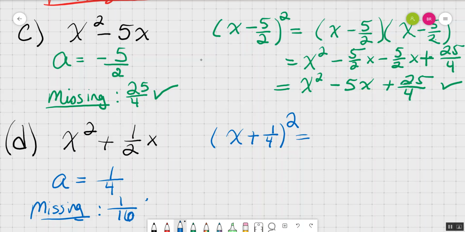Let's do this. So I'm going to do x plus a 4th. That 4 looks weird, but too late now. And then x plus a 4th. It's not too late now. It's never too late to make something look better.